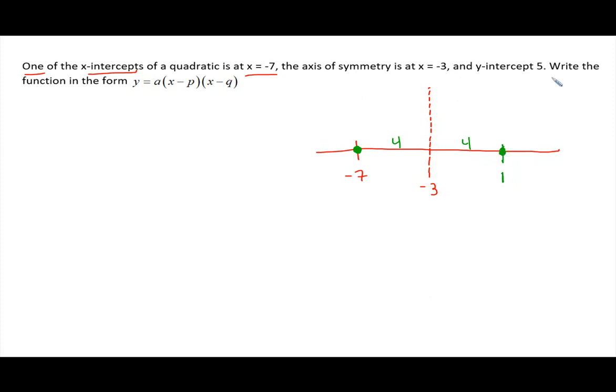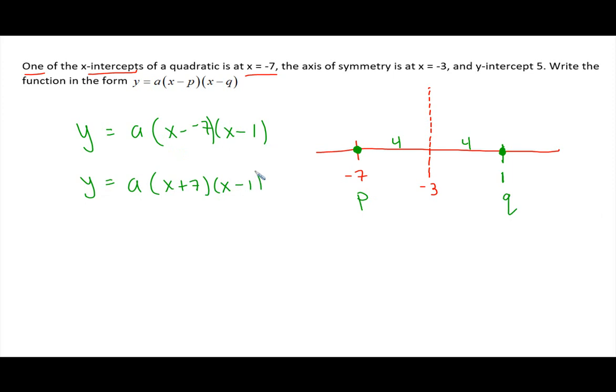Now, so let's write the equation. So we know y is equal to, we don't know the a. Now we know the 2 x-intercepts are -7 and 1. So these are like your p and your q values. So we have x minus -7, and then x minus 1. So right now we have y is equal to a times x plus 7 and x minus 1.